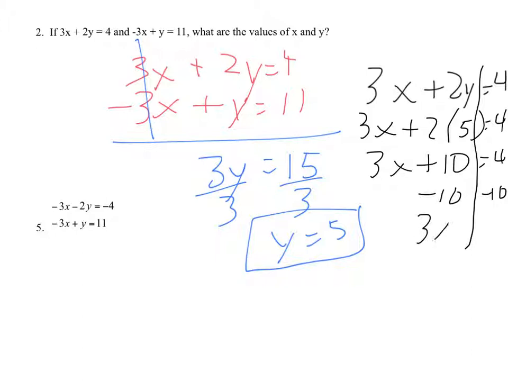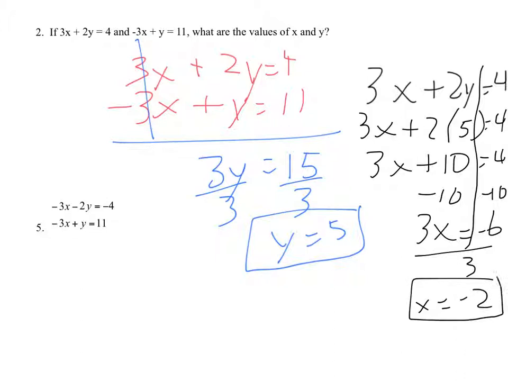So 3x is a negative 6. Divide both sides by 3. X equals a minus 2. And now I have both my variables. Y is 5, x is negative 2.